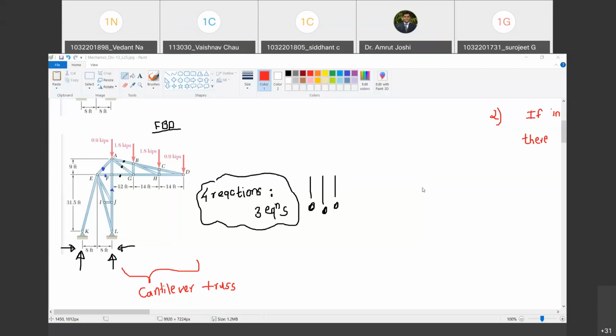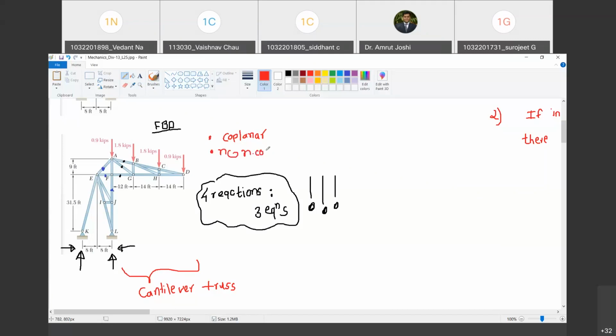Happy? Yes, sir. But we have a problem here. What is the problem? How many reactions are there? Tell me. 4. There are 4 reactions. Do you agree with me? Yes, sir. And how many equations of equilibrium do we have? What kind of force system is this? Is this free body diagram a coplanar force system? Yes, sir. But is it concurrent? No. So it is a coplanar and non-concurrent force system. Do you agree with me?